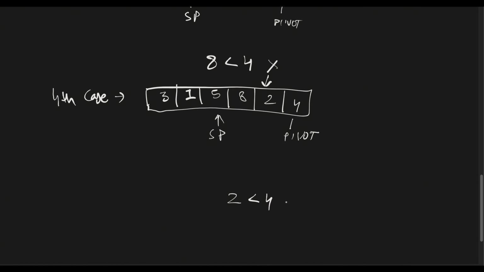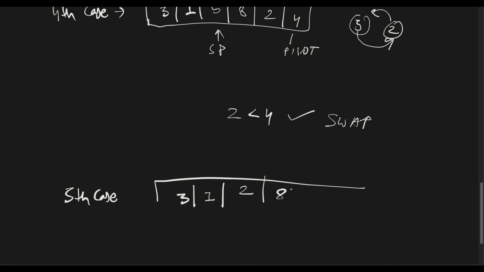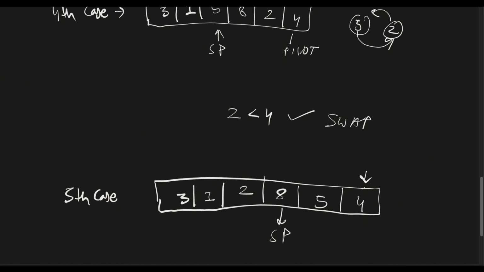Now, is 2 less than 4? Correct, so we will do the swap. We will swap the 5 with 2. Now in my fifth case, my array looks like 3, 1, 2, 8, 5 and 4. My SP is here, my loop reaches the end of the array, and my pivot is 4.